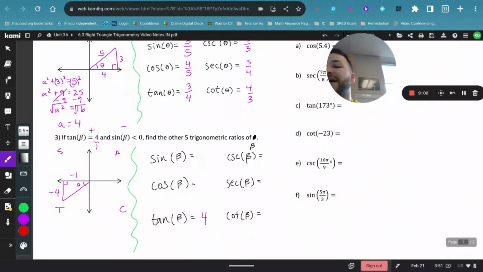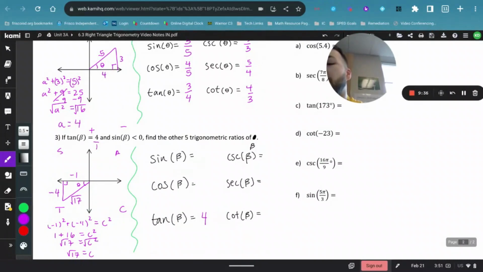So in this case, I have A and B and C. The hypotenuse is what I don't know. So negative 1 squared plus negative 4 squared is equal to C squared. So 1 plus 16 is equal to C squared. So 17 is equal to C squared. Take my square root of both sides, and I get root 17 is equal to C. So my hypotenuse is square root of 17.